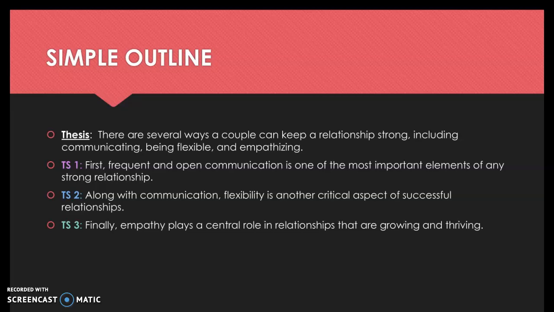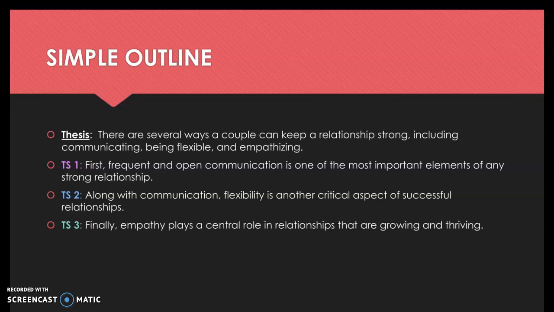So in this case, the thesis is sort of forecasting what the topic sentences are going to be about. And it's good for your thesis to do this if it makes sense for your paper, but it doesn't always have to work like this. But in this case, it works out well.